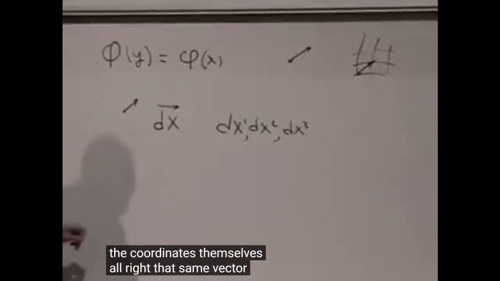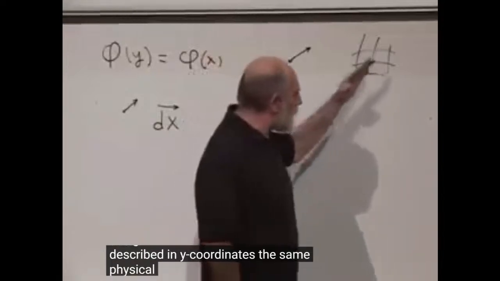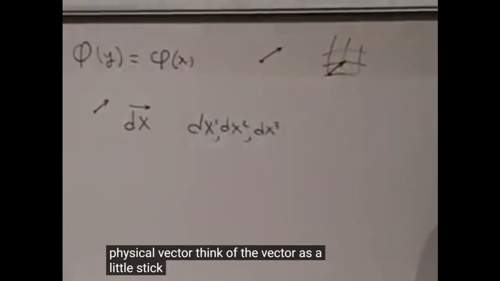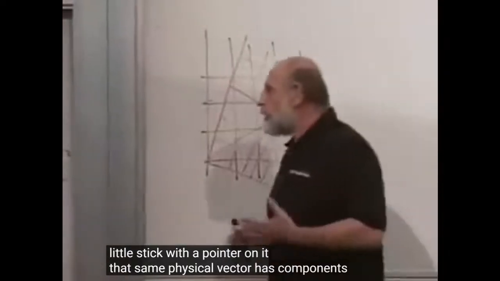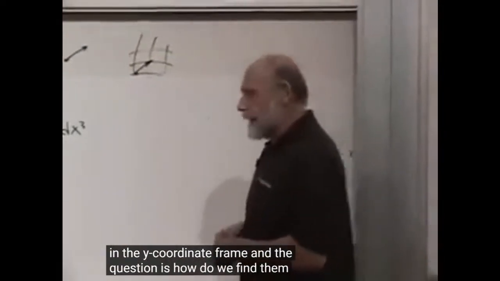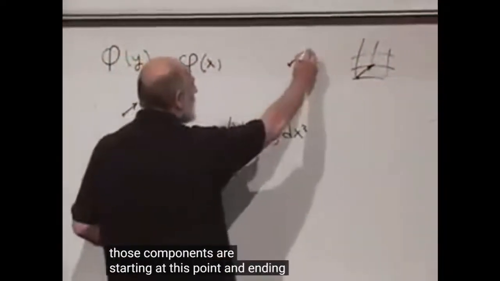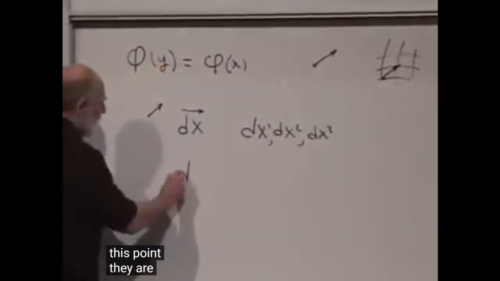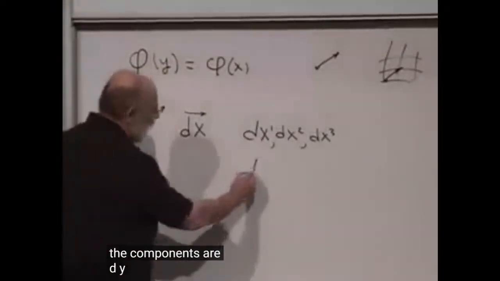That same vector can be described in y coordinates. The same physical vector. Think of the vector as a little stick with a pointer on it. That same physical vector has components in the y coordinate frame. And the question is, how do we find them? Those components are, starting at this point and ending at this point, dy1.